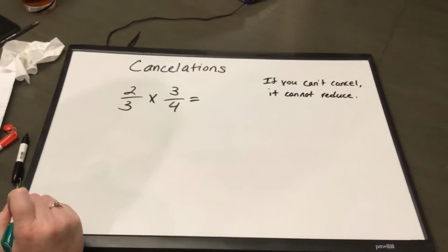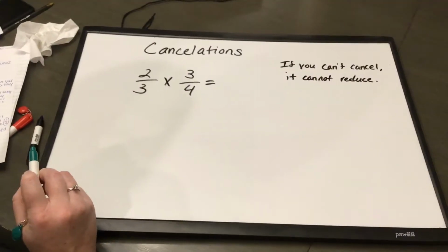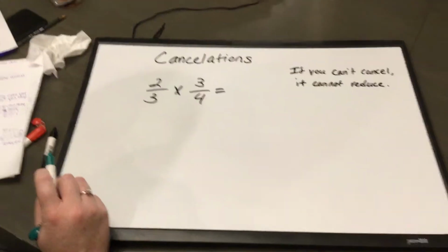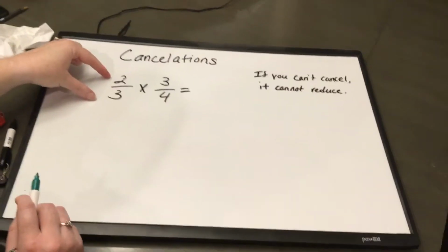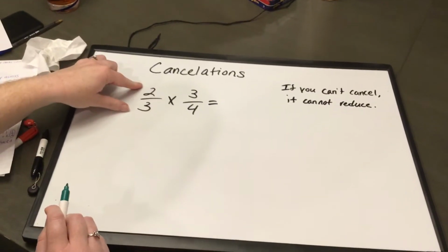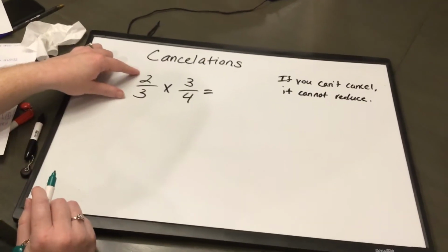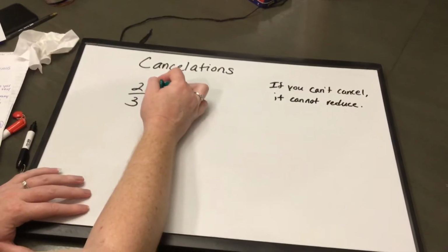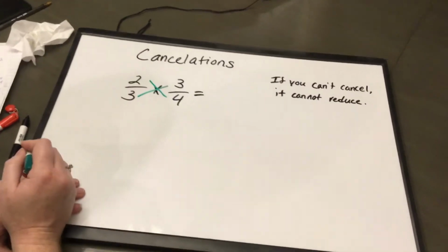Okay, we are canceling numbers within our fraction. What we mean by that is that we look at our fractions that we are multiplying. It only works when we're multiplying fractions. What can we cancel? You always look diagonally to see what we can cancel.